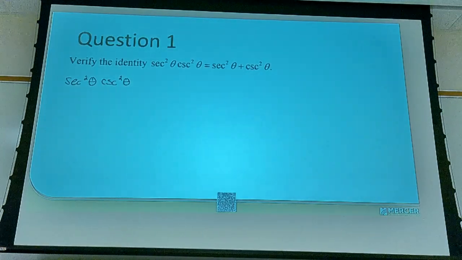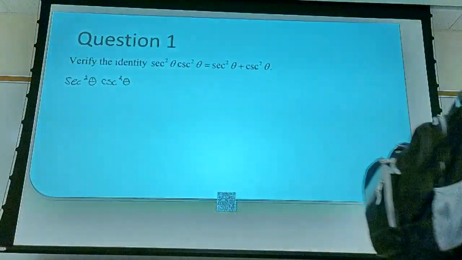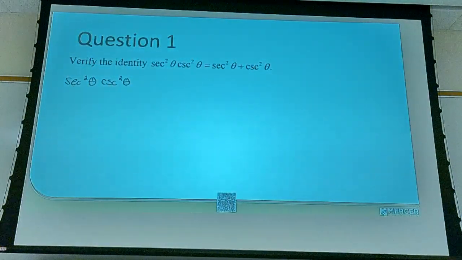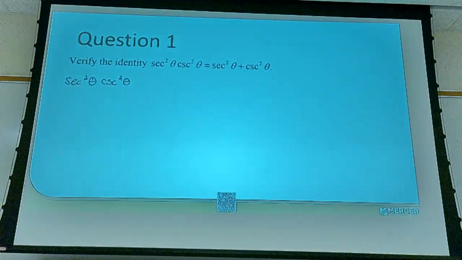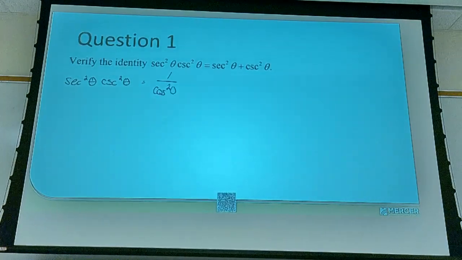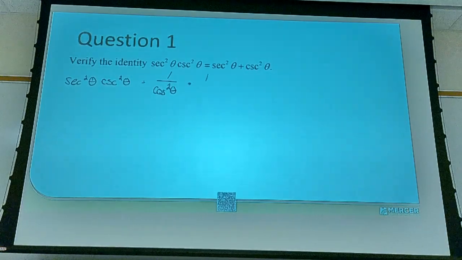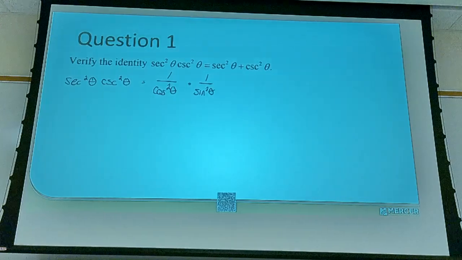Generally speaking, when you don't know what to do, just try reducing the problems to sines and cosines. So we know that secant is 1 over cosine. We know that cosecant is 1 over sine.